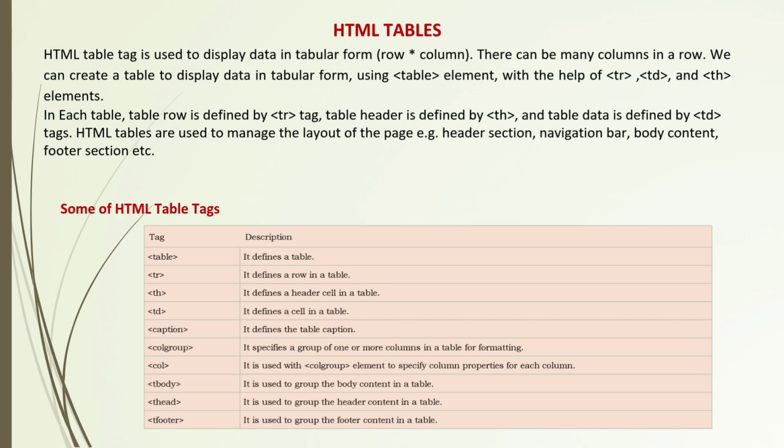We can create a table to display data in tabular form using the table element with the help of two other elements. In each table, a table row is defined by the tr tag, a table header is defined by th, and table data is defined by td. HTML tables are used to manage the layout of the page, e.g. header section, navigation bar, body content, footer section, etc.